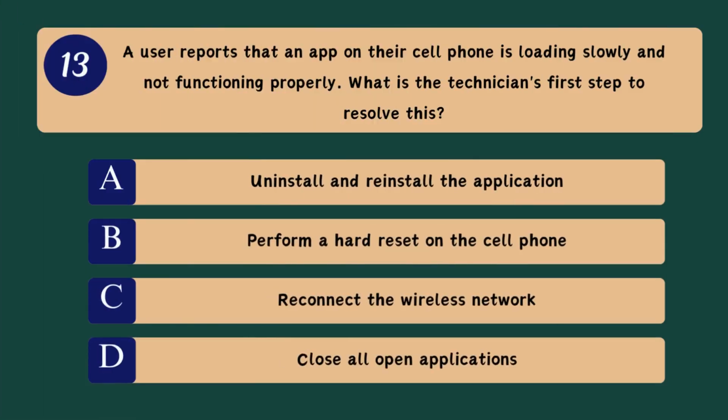Question 13. A user reports that an app on their cell phone is loading slowly and not functioning properly. What is the technician's first step to resolve this? A. Uninstall and reinstall the application. B. Perform a hard reset on the cell phone. C. Reconnect the wireless network. D. Close all open applications. Correct answer: D. Close all open applications.